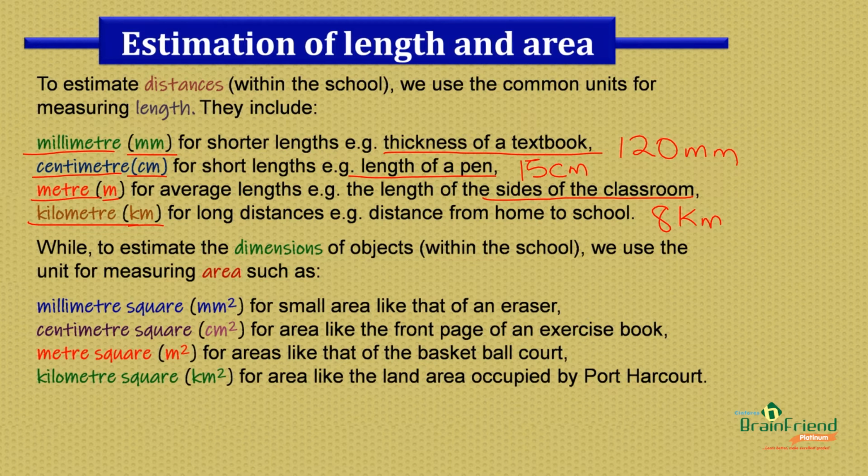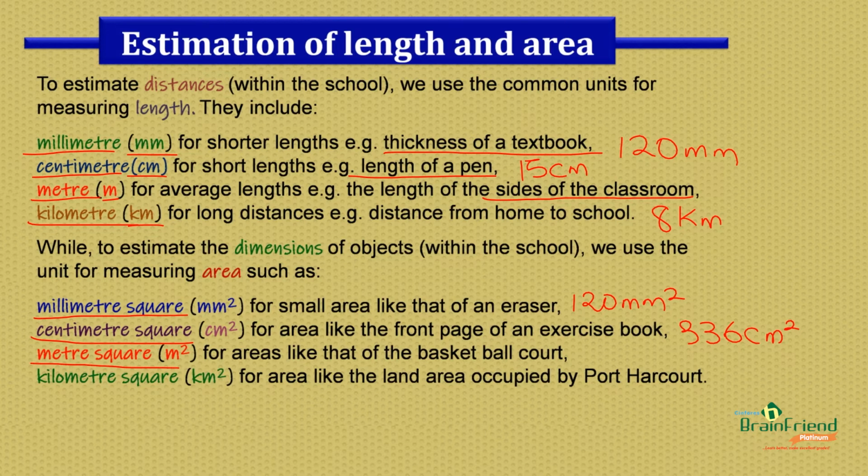Area can as well be measured in the following units. First, millimeter square. We use the millimeter square to measure very small area. For example, the area of an eraser. An estimated area of an eraser is 120 mm squared. Next, we have centimeter square. Areas like the front page of an exercise book can be measured using this unit. An estimated value, 336 centimeter squared.